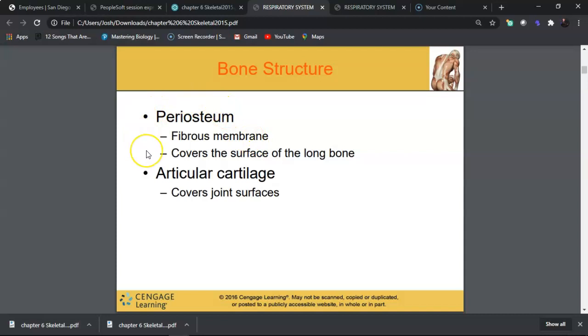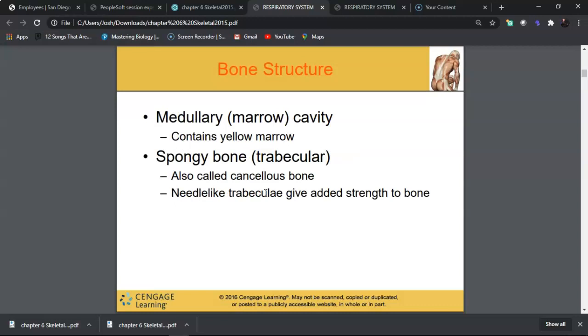Periosteum is a fibrous membrane that covers the outer surface of the long bone. The articular cartilage covers the joint surfaces, primarily at the ends of the epiphyseal area. There will be an articular cartilage that helps to prevent wear and tear on the joints. The medullary canal is the center part of the long bone that contains yellow marrow. The spongy bone is also called trabecular bone. It's got a number of names. Medicine loves to do this.